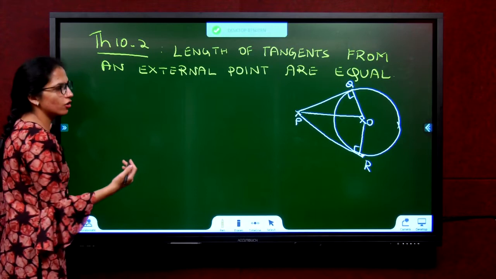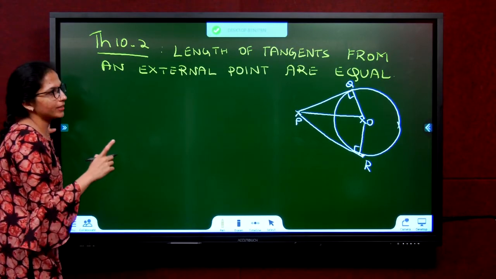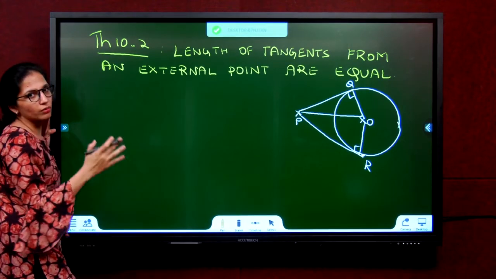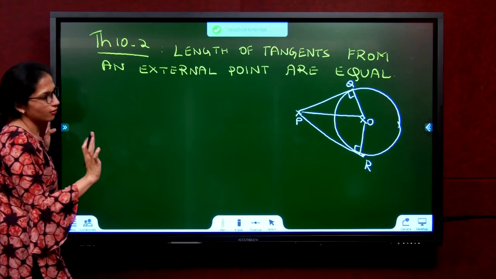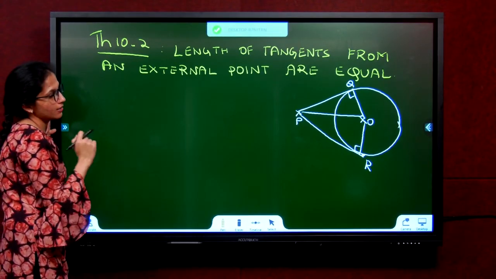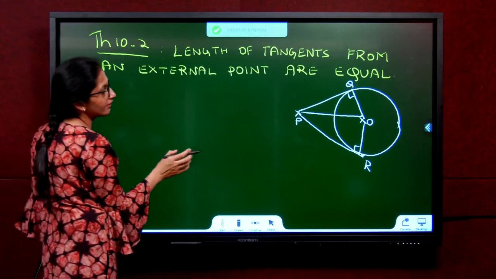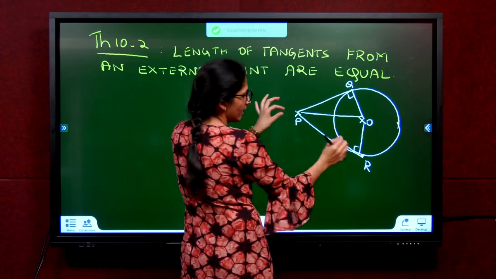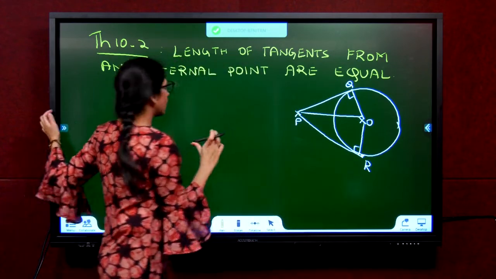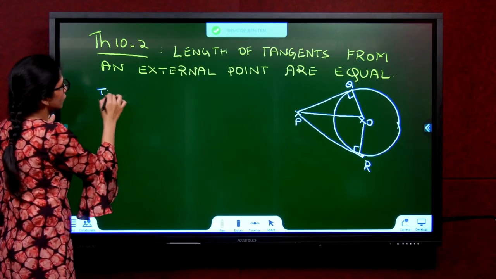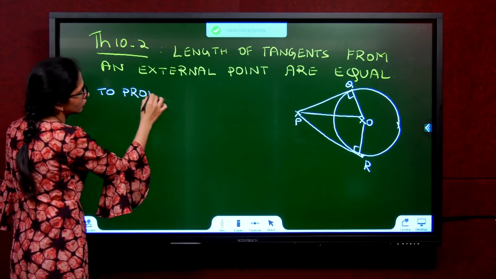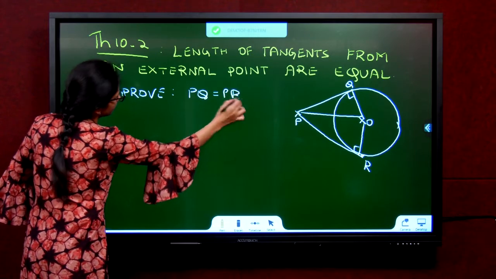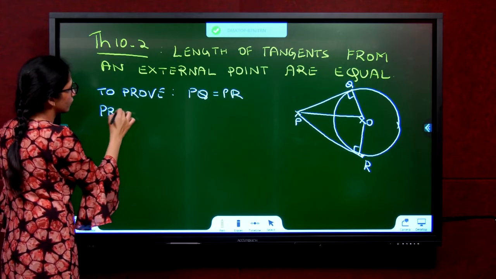Whatever I told now, you have to write all that. Consider a circle with center O. Consider an external point P. Draw two tangents from P. Let them meet the circle at Q and R. Fine till here? Now, we have to prove that the lengths of the tangents are equal. PQ is the length of the tangent. PR is the length of the tangent. You have to prove they are equal. So, what do we have to prove? PQ equals PR. Let us start the proof.